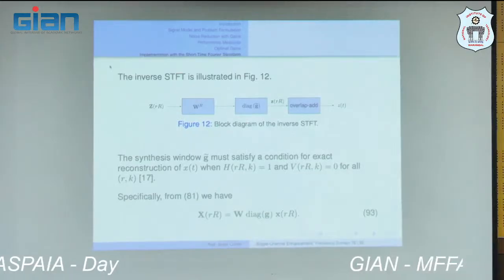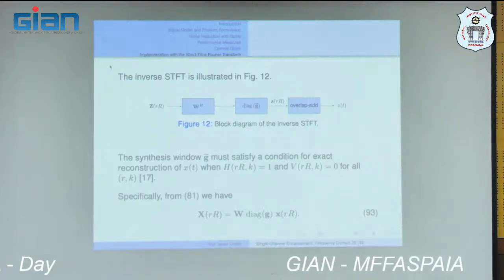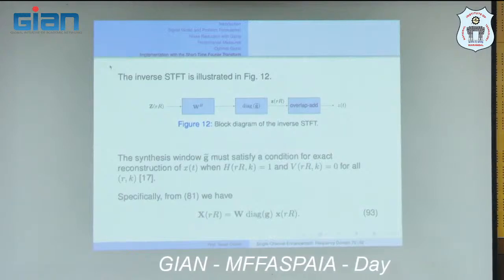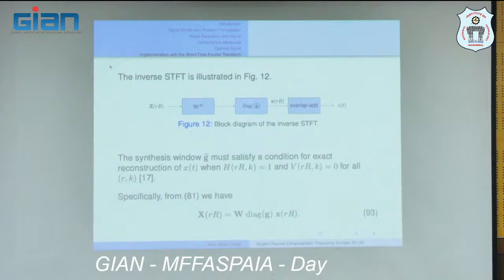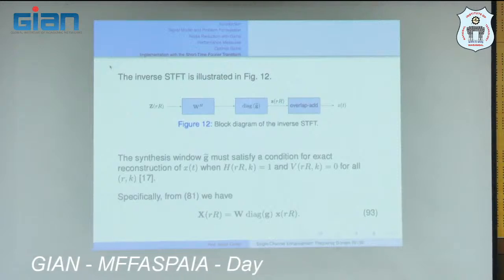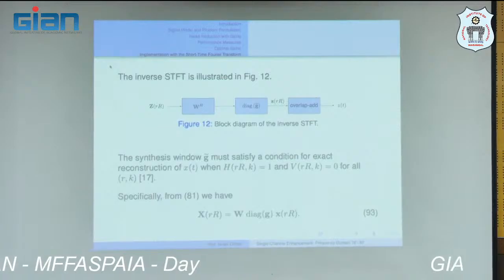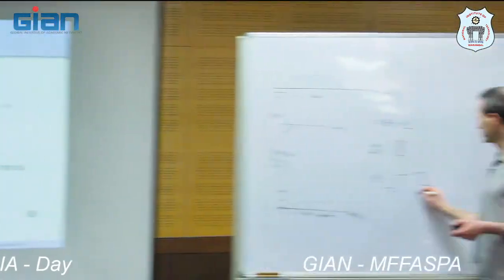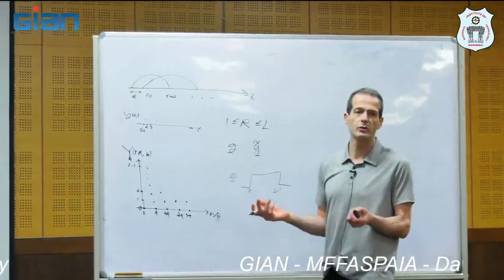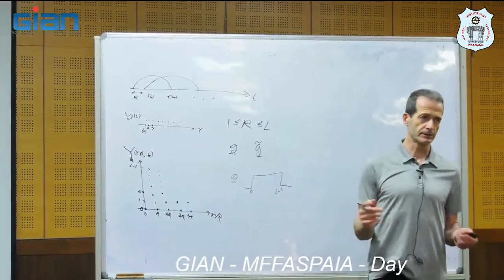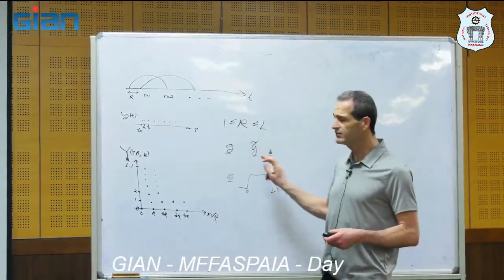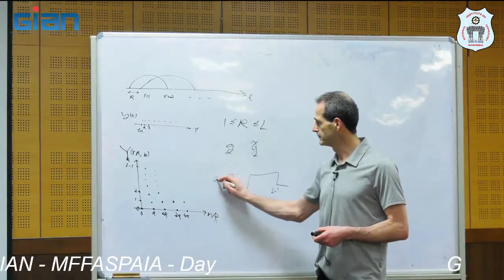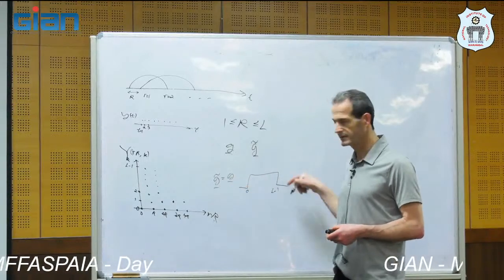Sometimes people who are not familiar with STFT choose an analysis window and don't apply any window, which is equivalent to choosing G like this. They just take samples from 0 to L minus 1, so they take a rectangular window. So they don't multiply with any window. And also in the inverse STFT, they take the same G tilde, like this, a rectangular window.